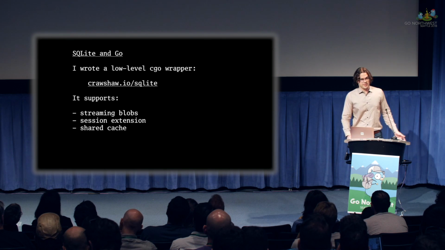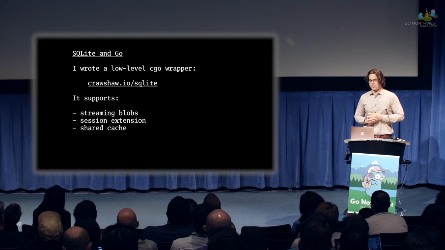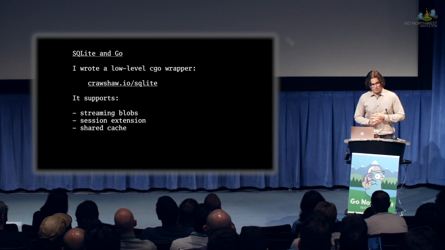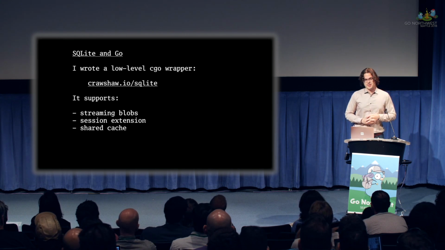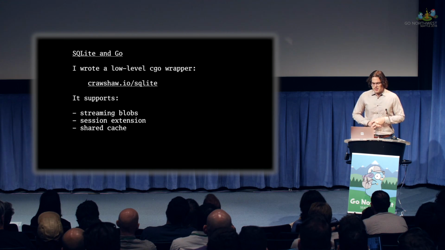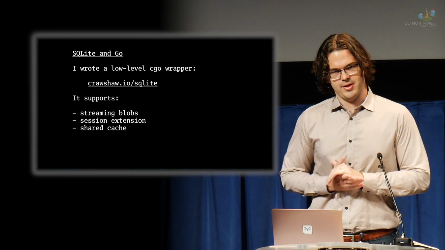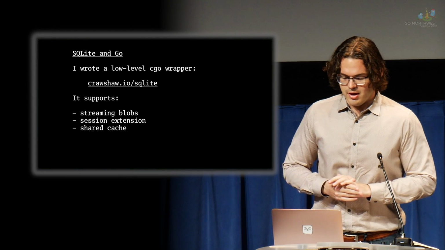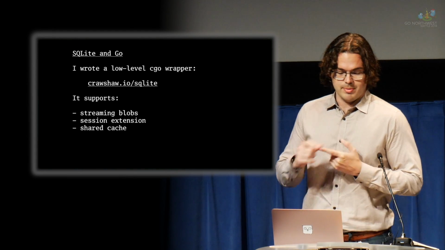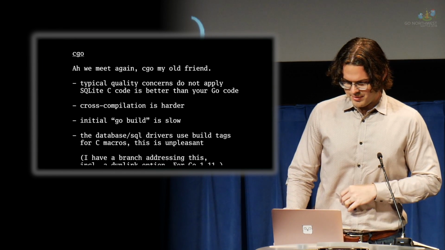But there's all sorts of other fun things SQLite does, which I'm going to talk about during this talk. And that cgo wrapper and none of the others support them. So I wrote one. It's not a database/sql driver. It probably should be at this point, and so I'll get around to writing that one day. But it's actually just as close a wrapper as possible to the SQLite API in Go. And the key things it uses that I'll mention here are streaming blobs, session extension, and shared cache. It has a few other neat tricks, but those are the big ones.